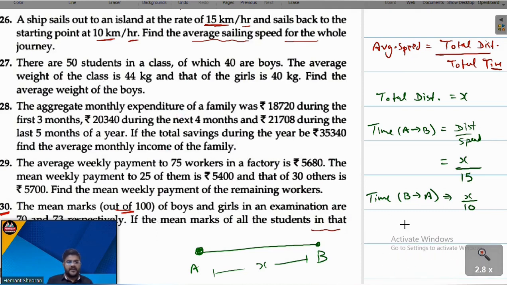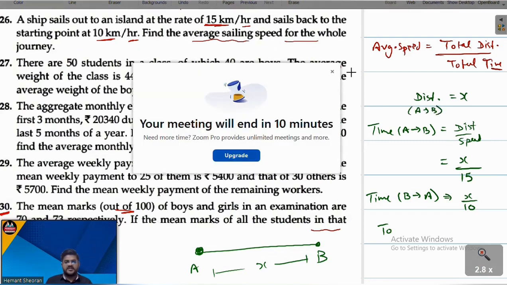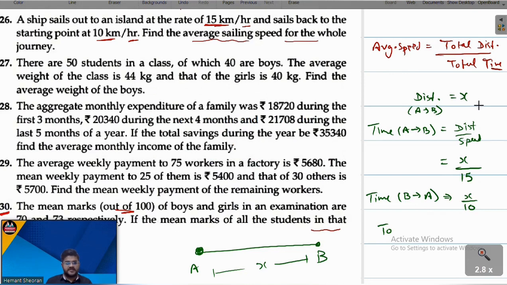Yeah. Okay, what will the next step be? What can we do next? We have the total distance. Now we're going to use the formula that we have above. Do we have the total time? The total distance we have, what is it? x plus x, 2x. Yes or no? Instead of writing it as a total distance, you can write it as distance from A to B is x, and distance from B to A is also x. So the total distance is x plus x, that is 2x.